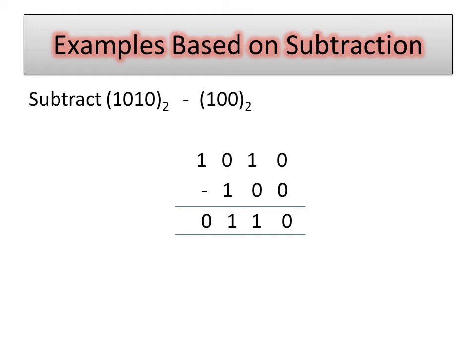So 1 has to be borrowed from the bigger number, that is at the fourth place. So it would be borrowing from the fourth place, so that becomes 1, 0. 1, 0 means 2 in decimal number. So 2 minus 1 is 1. That is why the answer has come 1 at the third place. Is that clear? And what is left at the fourth place, that is 0.